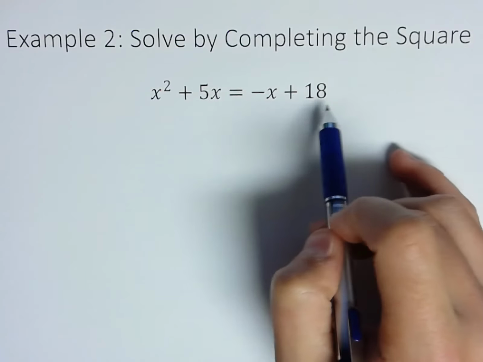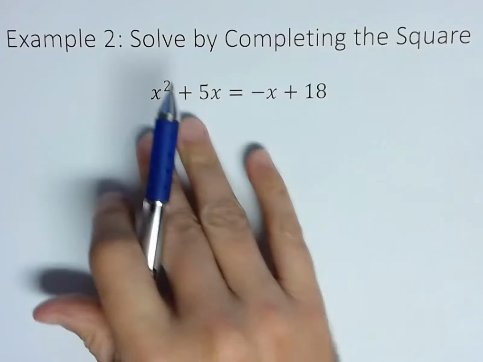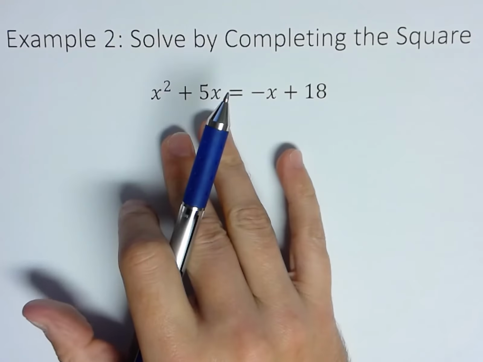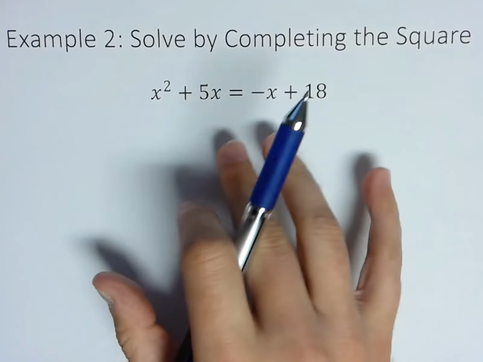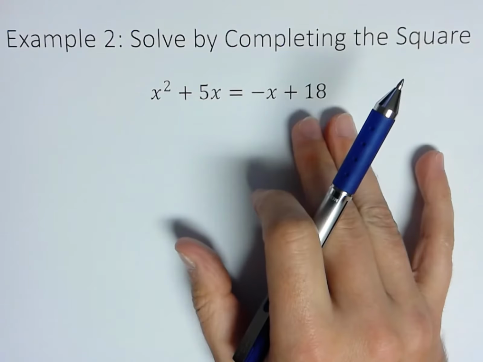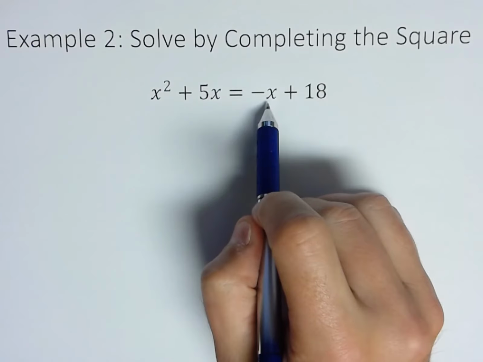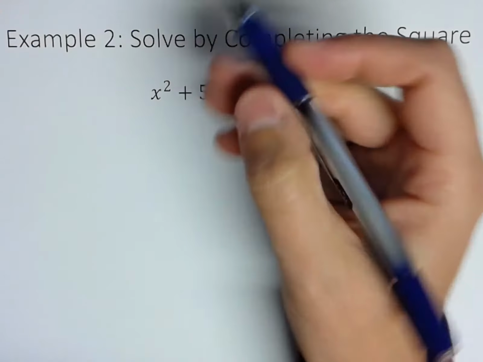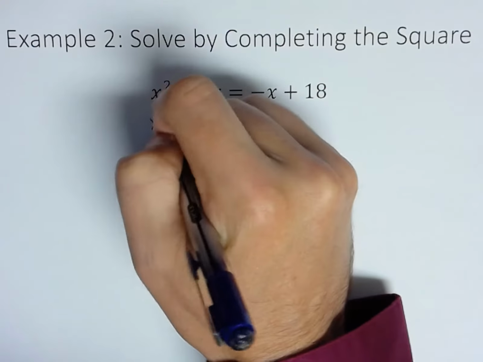We could leave the 18 here, or if you want, you could put everything on the same side, set it equal to 0. That could be a good strategy. Then we'd end up taking that 18 over anyway. So let's add this x to both sides. So that would give us x squared.